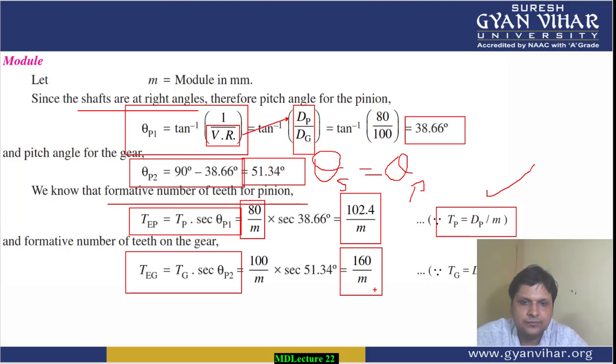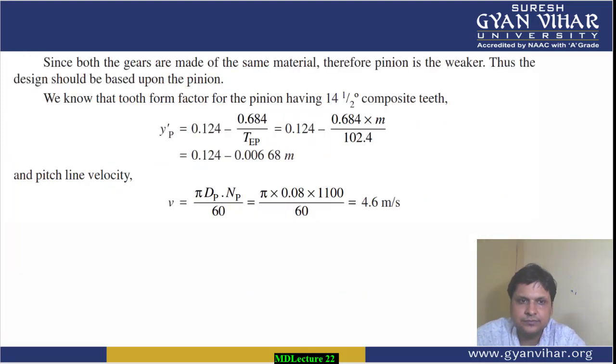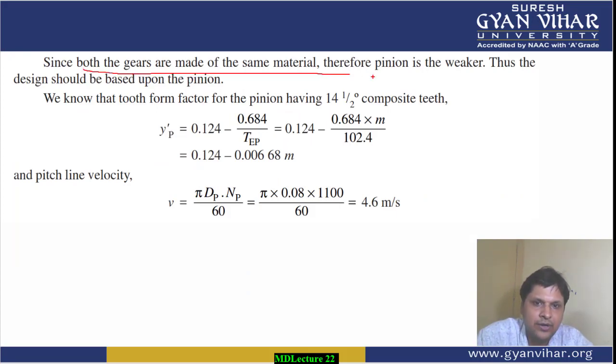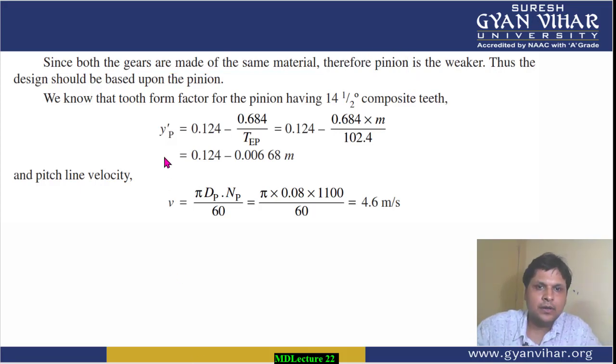Then, since both are made of the same material, students, according to the rule as I have told you, if both the pinion and gear are made of the same material, then the pinion is considered as the weaker one. So the pinion is the weaker, and the designing is done on the basis of the weaker one. So designing will be done considering the pinion. For the pinion, we will calculate the tooth form factor.